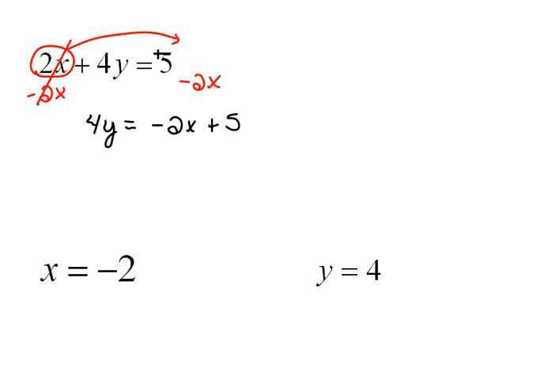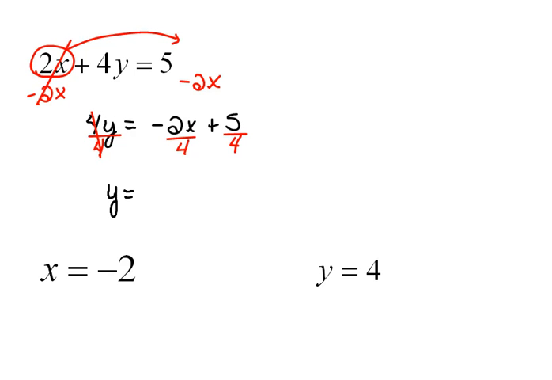This is technically a positive 5. It's just not written there. But as long as we keep those signs correct, we can flip-flop our order. Remember that commutative property? Okay, now we still have to get y alone, so we need to divide everything by 4. And I'll show we're dividing every term by 4 to make it a little easier to see.